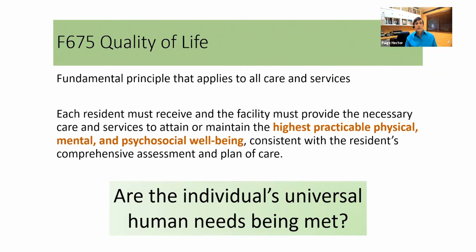FTAG 675, quality of life. This is truly fundamental, quality of life. Each resident must receive, and the facility must provide necessary care and services, and we've heard this so many times, right, to attain or maintain the highest practicable well-being. When we talk about the highest practicable well-being, I would like to introduce you to a concept of universal human needs. And I'll be talking a lot more about this concept in another video series, but for right now, I want to introduce it to you. I think it's very compatible when we talk about quality of life.